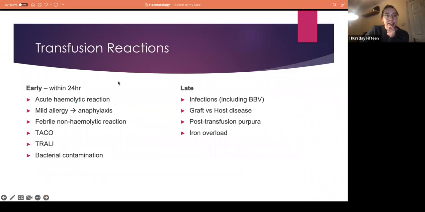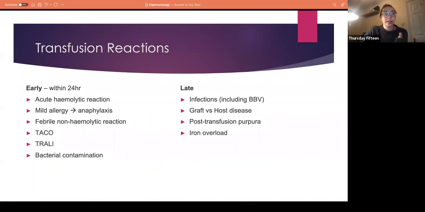So transfusion reactions, you can split them into early, within 24 hours, and late. So early, you can have acute hemolytic reactions, which is where the patient's red blood cells react with the antibodies that are in the donor's, so the patient's antibodies react against the antigens on the donor red blood cells and lead to them being broken down. Generally, those patients present quite agitated, with rapid onset fever, hypotension, shock. You can get abdominal and chest pain. It's more severe and more acute.